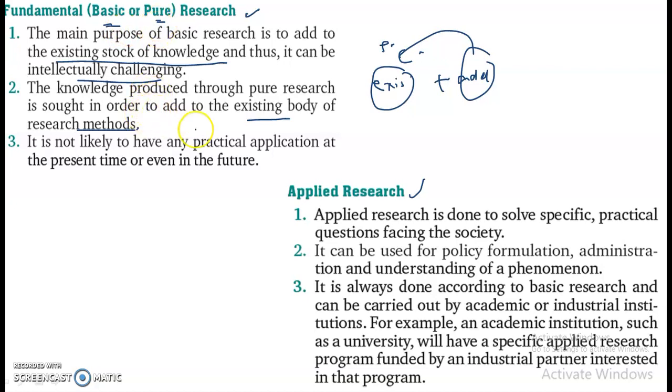While coming to applied research, this research is done to solve specific or practical questions facing society, and it can also be used for policy formulations, administrations, and understanding of any one phenomenon or situation. It's always done according to the basic research and can be carried out by academic or industrial institutions, fine. So let's take one example here, guys. An academic institution such as a university will have a specific applied research program funded by an industrial partner interested in that program, okay.